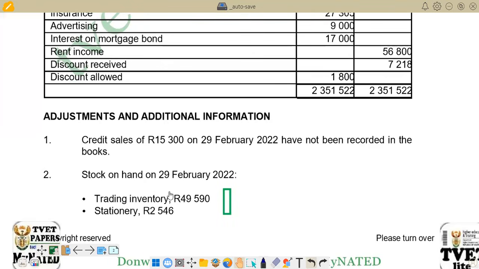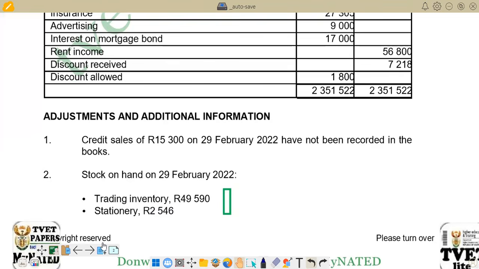Then we also have stock on hand, which is on 29 February 2022. This one is representing the closing inventory that we have at the end of the period. We have trading inventory of 49,590, and we have stationery there. The stationery figure is 2,546.